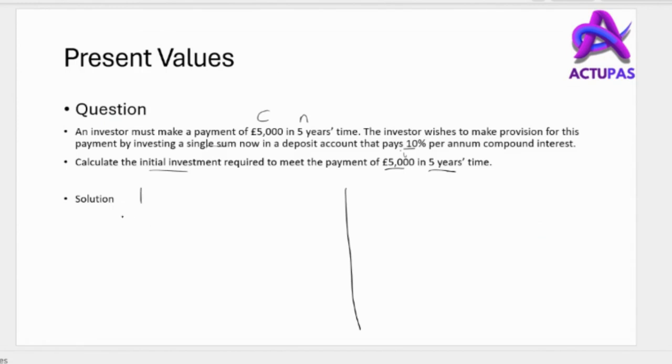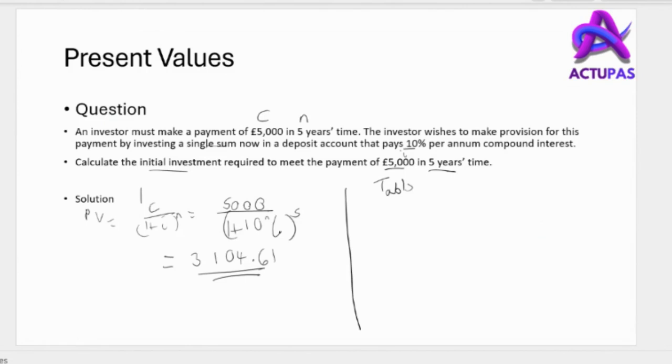So solution 1 here, we've said that PV is equal to C over (1 plus i) to the power n, and in this case C is 5,000 divided by (1 plus 10%) to the power of 5, which makes present value equal to 3,104.61. Then using the tables, in the tables we have the values of v.